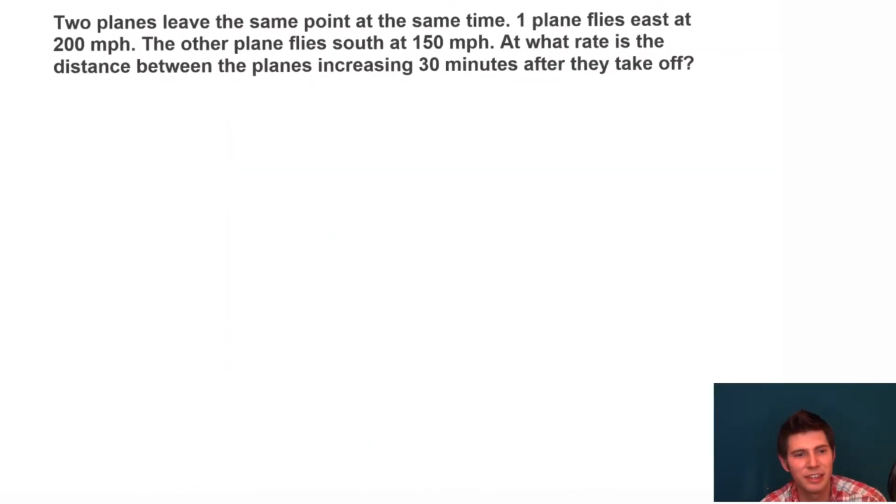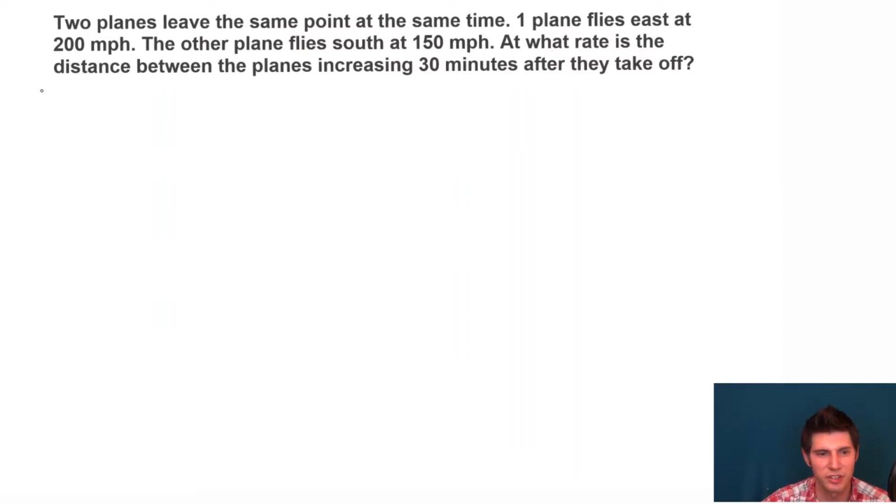Two planes leave the same point at the same time. One plane flies east at 200 miles per hour. The other plane flies south at 150 miles per hour. At what rate is the distance between the planes increasing 30 minutes after they take off?